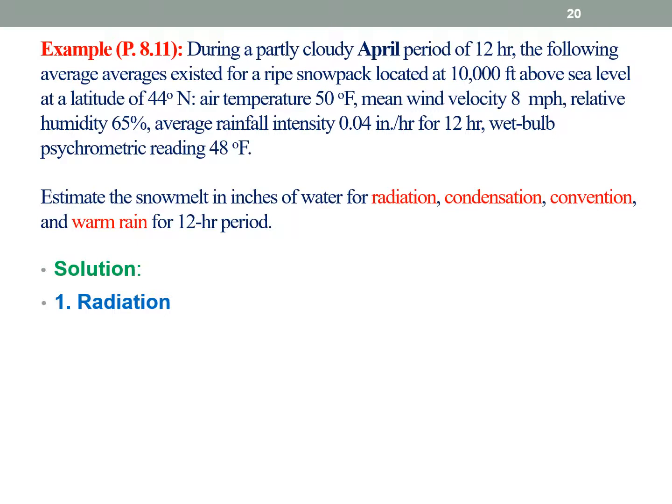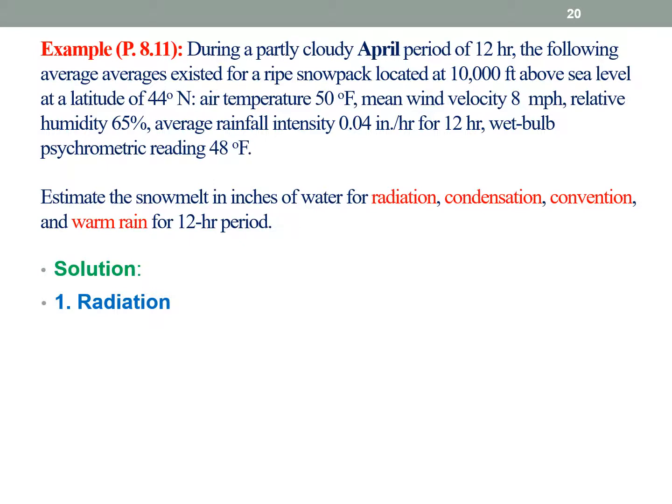So there is a problem in your book, problem 8.1. Stop your video here and try to read the problem and answer it. During a partly cloudy April period of 12 hours, the following averages existed for a snowpack located at 10,000 feet and at a latitude of 44 degrees north: air temperature 50 degrees, mean wind velocity 8 miles per hour, relative humidity 65%, average rainfall intensity 0.04 inches per hour for 12 hours, and wet bulb psychrometric reading of 48 degrees Fahrenheit. Estimate the snowmelt in inches of water for, number 1, radiation, number 2, condensation, number 3, convection, number 4, warm rain, for the 12-hour period. So I need you to stop here, go back to the previous problem, and solve this problem the same way.